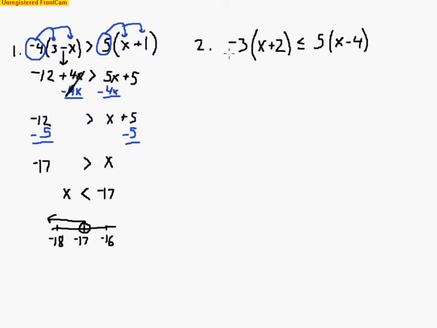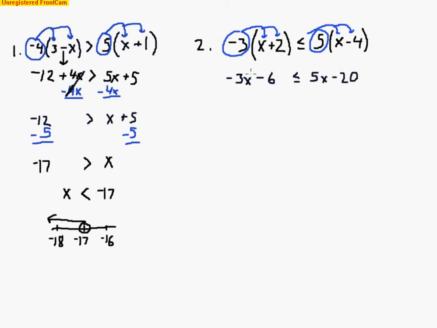In the same situation here, we need to clear some parentheses. The way we're going to do that is distribute. We'll take this negative 3 and distribute it over that sum, and we'll do the same thing with this 5, distributing it over this difference. When we do that, we've now cleared the parentheses. We now have negative 3x minus 6 is less than or equal to 5x minus 20.